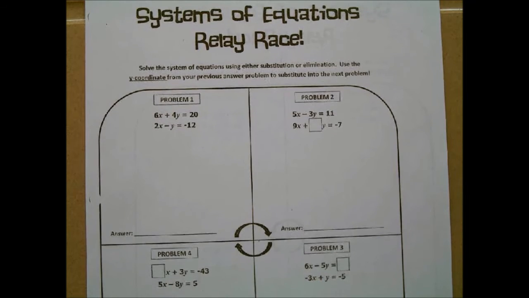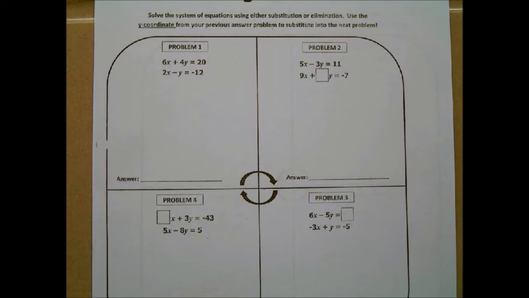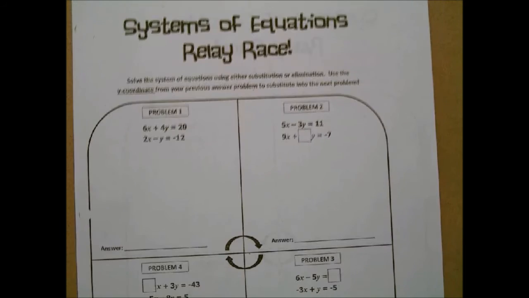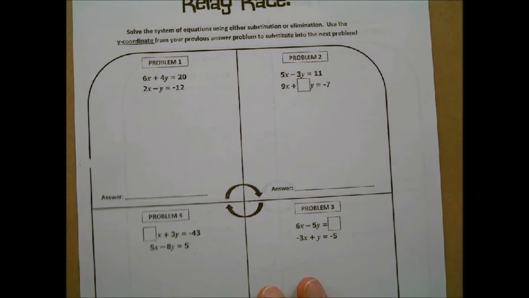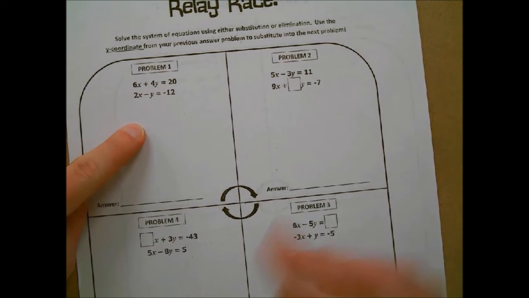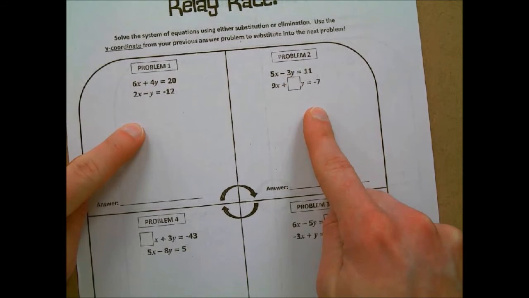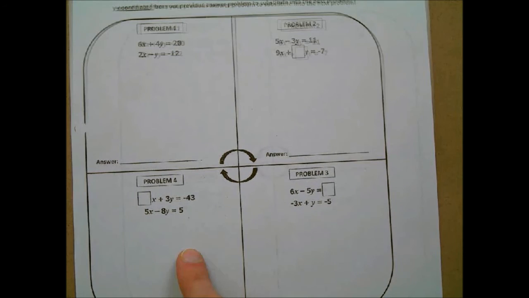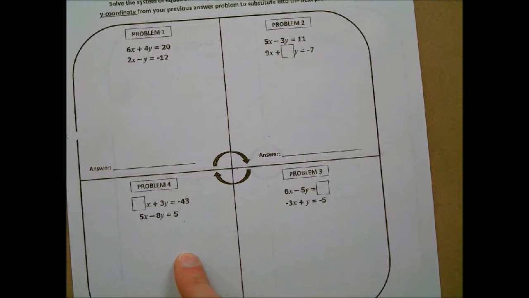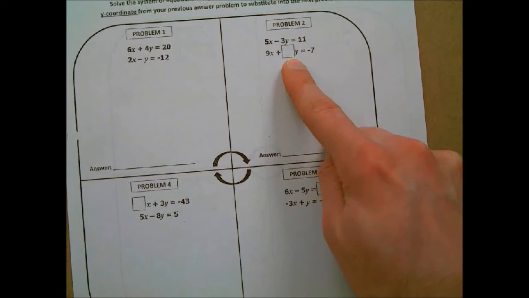All right, so here's how this is going to work. This is called the system of equations relay race. First thing I want you to notice about this: problem 1 is here, problem 2 is here, but problem 3 is here. You're going to go from here to here to here to here. You'll notice also problem 2 has a blank, so does problem 3, so does problem 4.